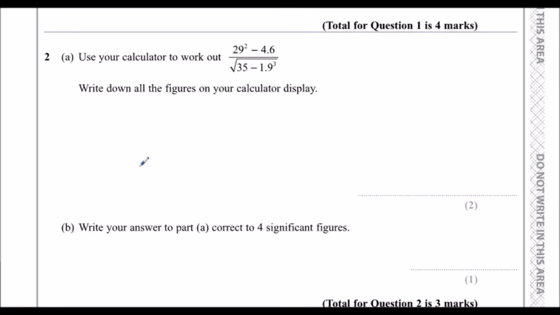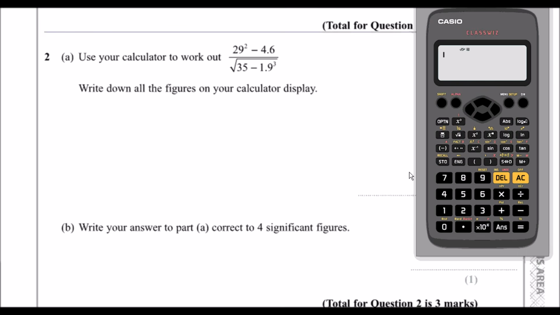Question 2a. Use your calculator to work out 29 squared minus 4.6 all over the square root of 35 minus 1.9 cubed. So we're just going to type it into the calculator exactly how it looks here. So it's going to look exactly the same. So fraction button first. Then we're just going to type in 29 squared minus 4.6 on the top. Click down, and then the square root button. 35 minus 1.9 cubed. Press equals, and there's our answer.